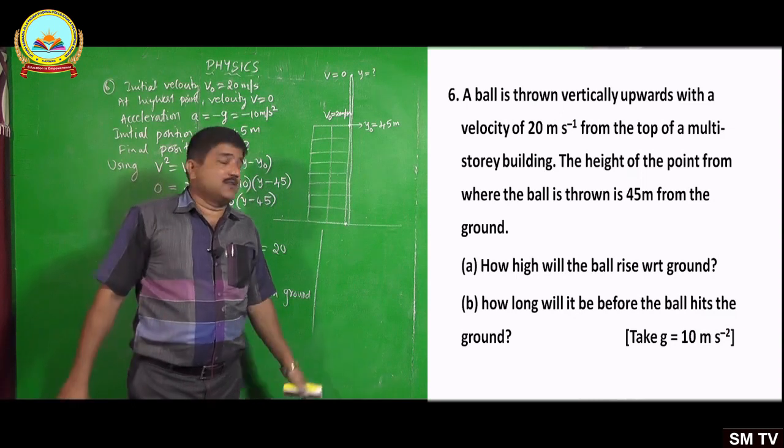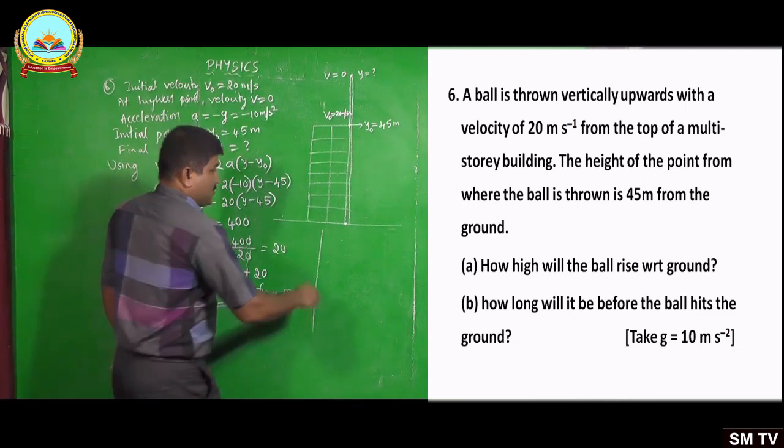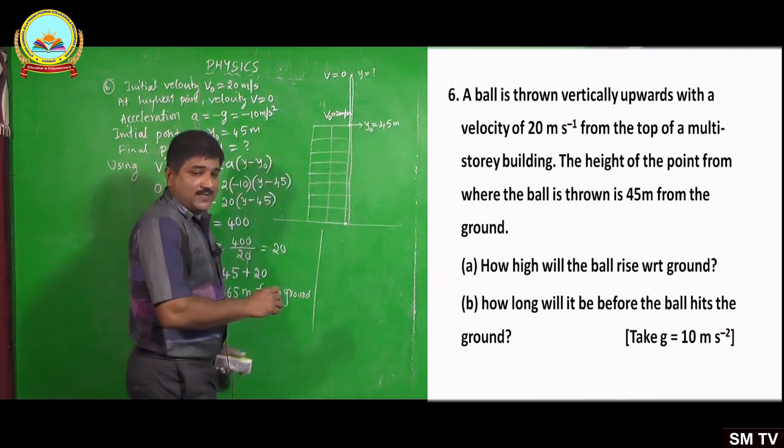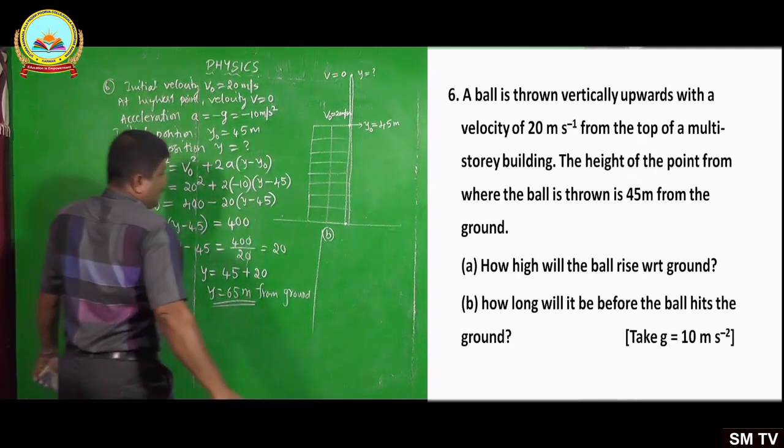Then in the third equation, there is no time term. So we have to use the second equation of motion. Using that equation we can solve. That is part B. So this is part A and this is part B.